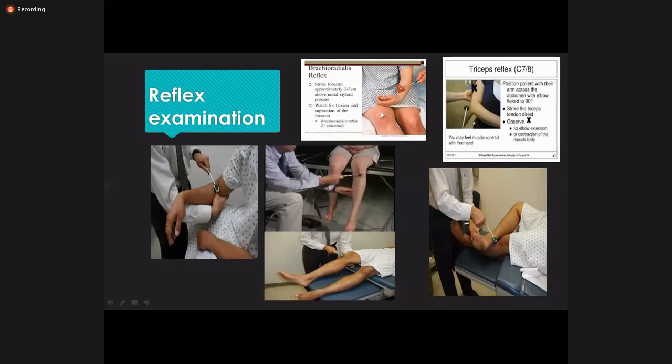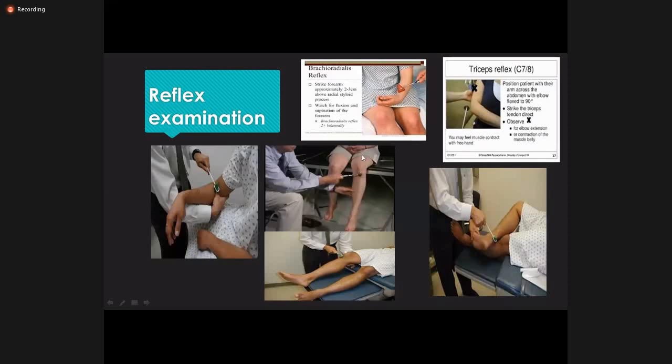So if there are normal reflexes, the grade will be 2. If there are diminished reflexes, the grade would be 1, or if you cannot find any reflex, meaning absent, the grade is 0. If there are brisk reflexes, you will get grade 4. Along with that, if you find a clonus, this is called grade 5.